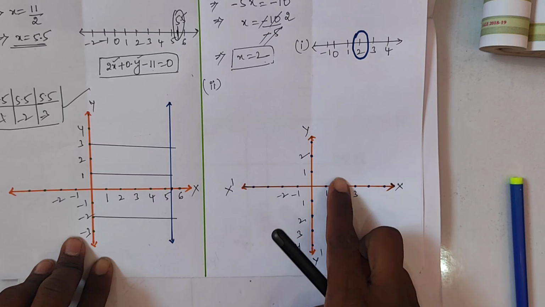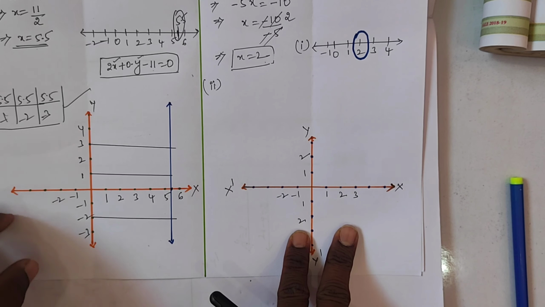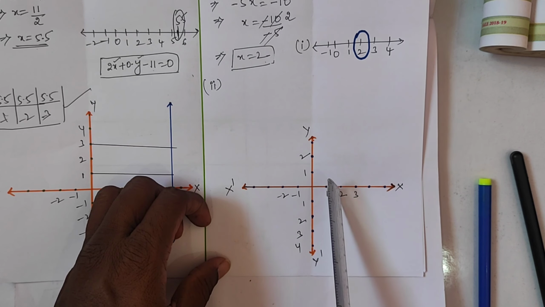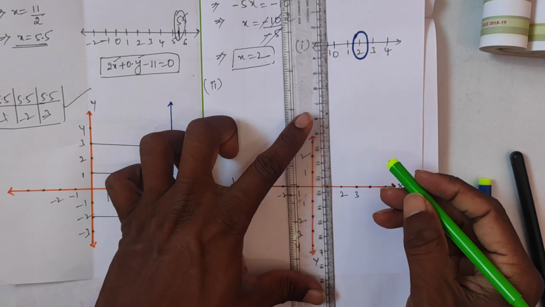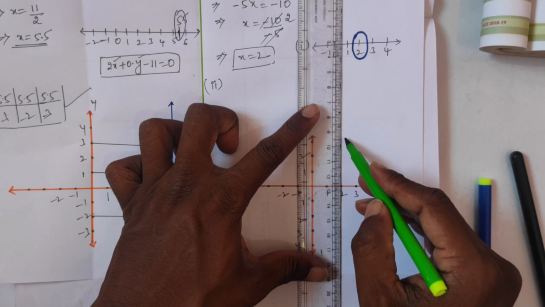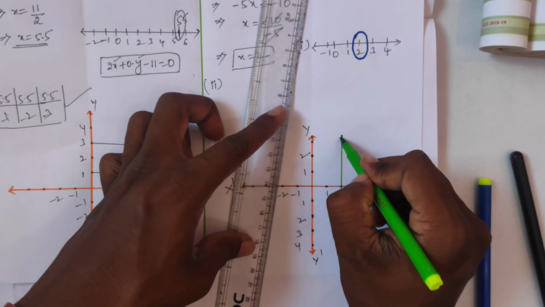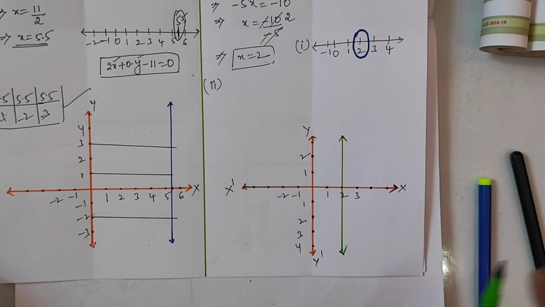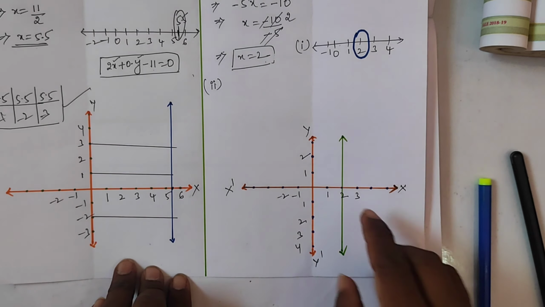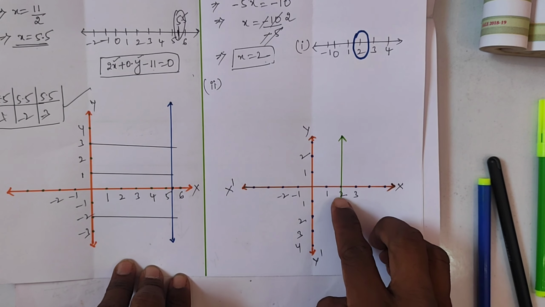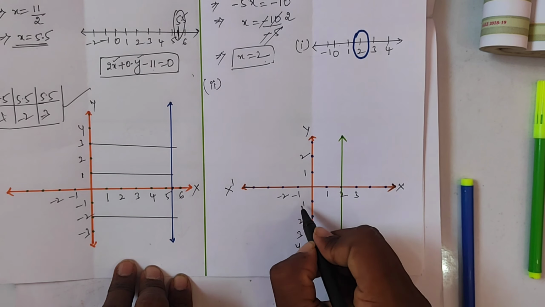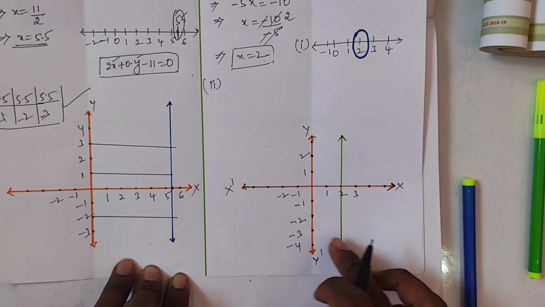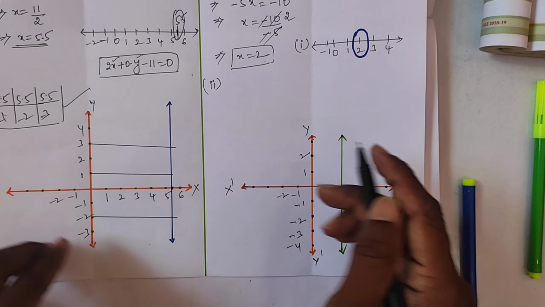Now x equals 2 is a line parallel to the y-axis. Simply draw a line parallel to the y-axis from the origin to 2. Complete, right? How many solutions will you get? You will get infinite solutions, because you can take (2, 1), (2, 2), and negative values too: (2, minus 1), (2, minus 2), (2, minus 3), (2, minus 4). You can find infinite solutions.